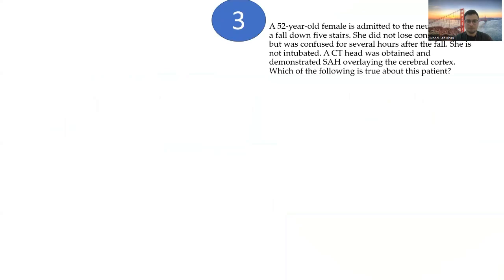Now we'll move on to question number 3. So a 52-year-old female is admitted to the neuro ICU after a fall down 5 stairs. She did not lose consciousness but was confused over several hours after the fall. She is not intubated. A CT head was obtained and demonstrated SAH overlying the cerebral cortex.